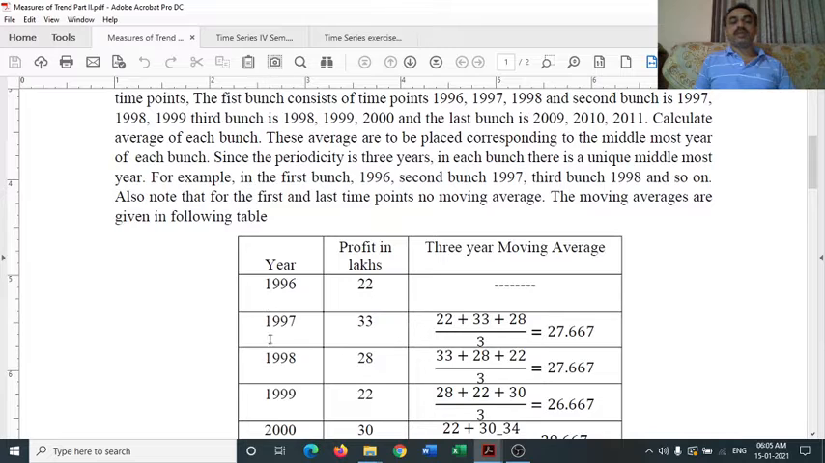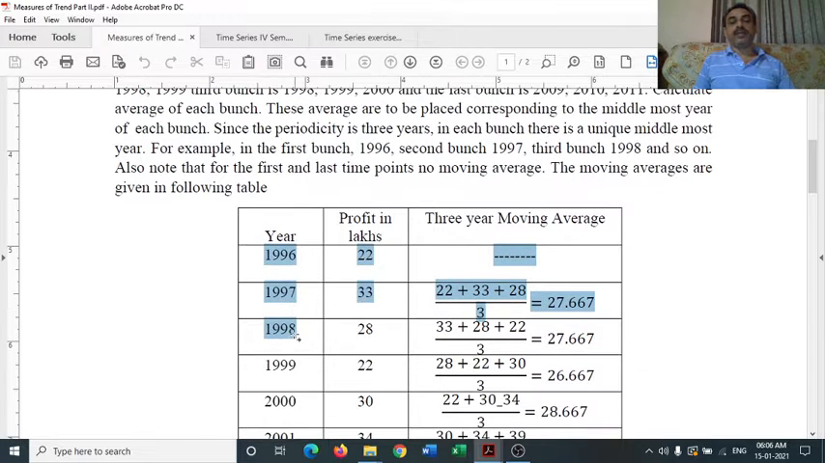So 96, 97, 98 will consist of the first bunch, and then its average, that is the sum of 22, 33, 28 divided by 3, that is 26.667. This is to be placed corresponding to the middle year of that bunch. So if 96, 97, 98 are the 3 years of that first bunch, the average has to be placed corresponding to 1997. And since here the periodicity is an odd number, in that bunch we can obtain a unique middle year, which is 1997.